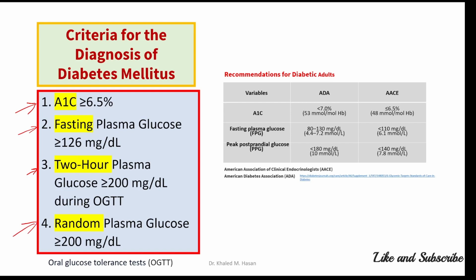This is in general, but if you need to look at this data in detail, you can see here the differences between two societies. For example, if we compare the American Diabetes Association with the American Association of Clinical Endocrinologists, they have different ranges for the A1C, fasting glucose, and peak prandial glucose.